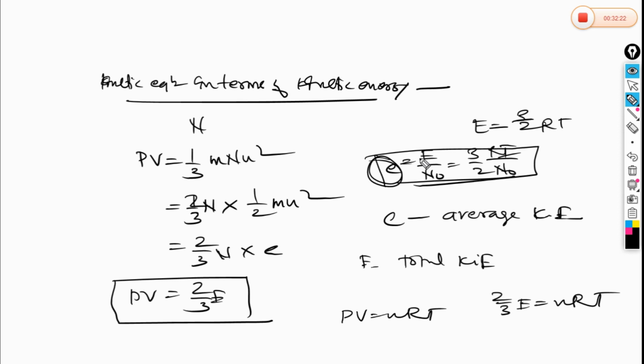Okay, so there are 5 steps involved in the derivation of this kinetic gas equation. I have explained each step very slowly, so watch this again and again to understand all the concepts.